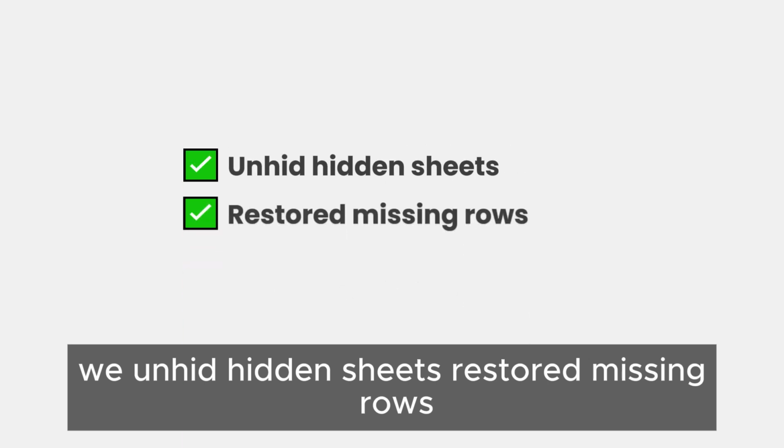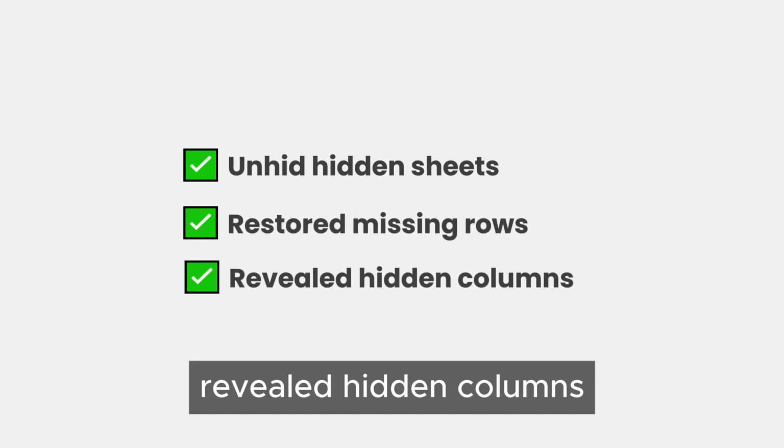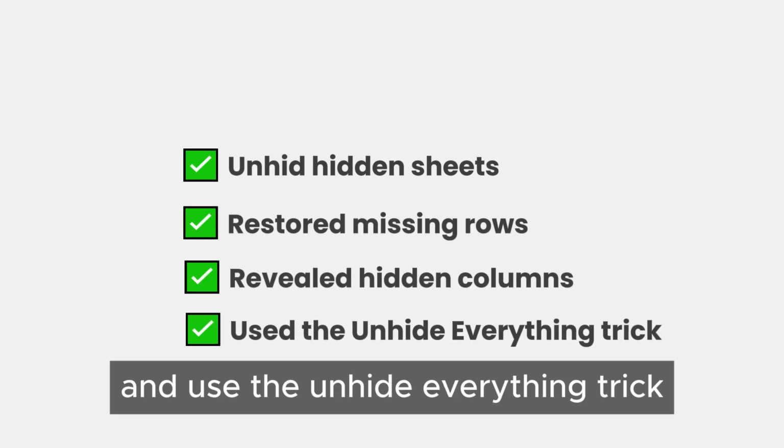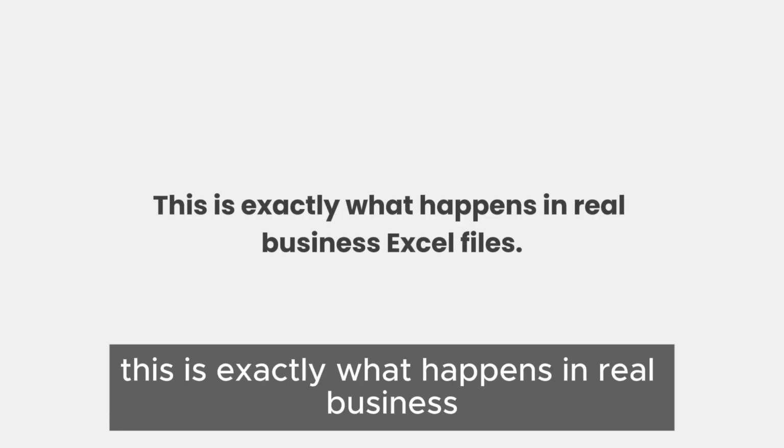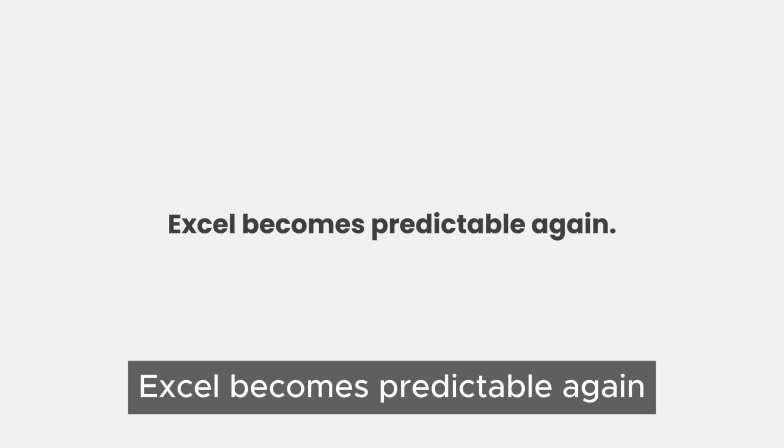In this file, we unhid hidden sheets, restored missing rows, revealed hidden columns, and used the Unhide Everything trick. This is exactly what happens in real business Excel files. Nothing is broken, nothing is deleted, it's just hidden. Once you know where to look, Excel becomes predictable again.